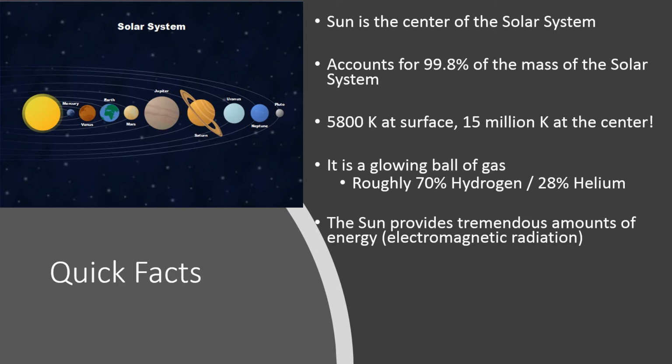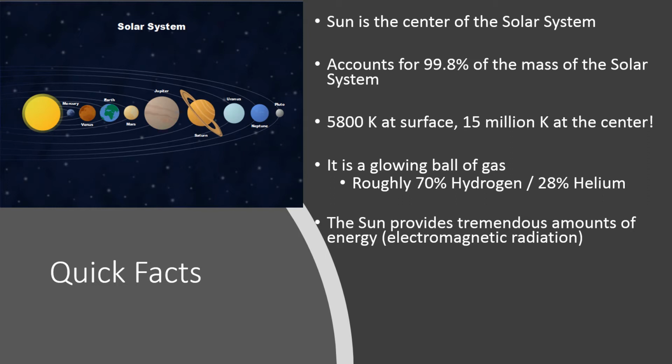The temperature you see there is in Kelvin, 5,800 degrees Kelvin at the surface, which is about 9,980 degrees Fahrenheit. So it's quite hot, and it's even hotter at the center, 15 million degrees Kelvin at the center. It is a glowing ball of gas, and it's roughly 70% hydrogen and 28% helium. And we're going to see that ratio consistent throughout the universe. It's something we'll be talking about as evidence for the Big Bang Theory.